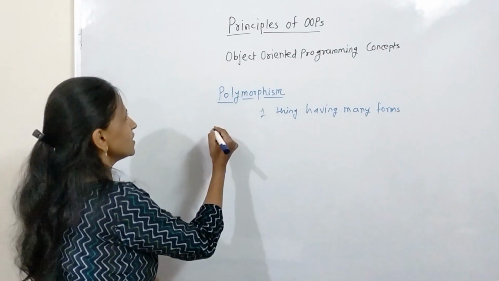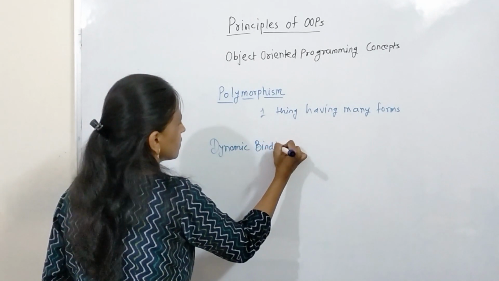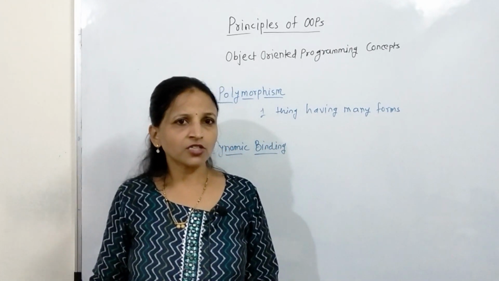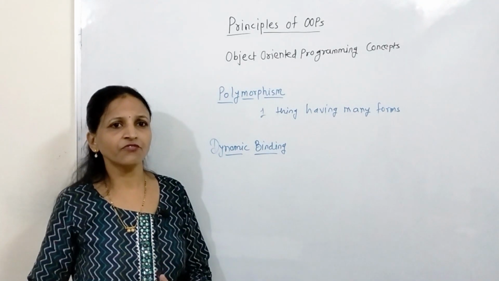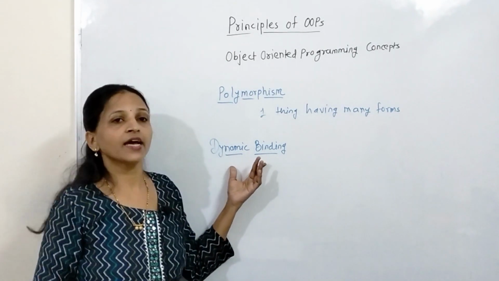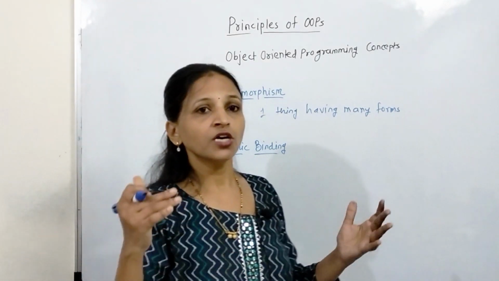Now next one is dynamic binding. Dynamic binding means the linking of a function call to the function definition will be done at the time of execution. That is nothing but dynamic binding. Actually this is only with respect to object orientation.